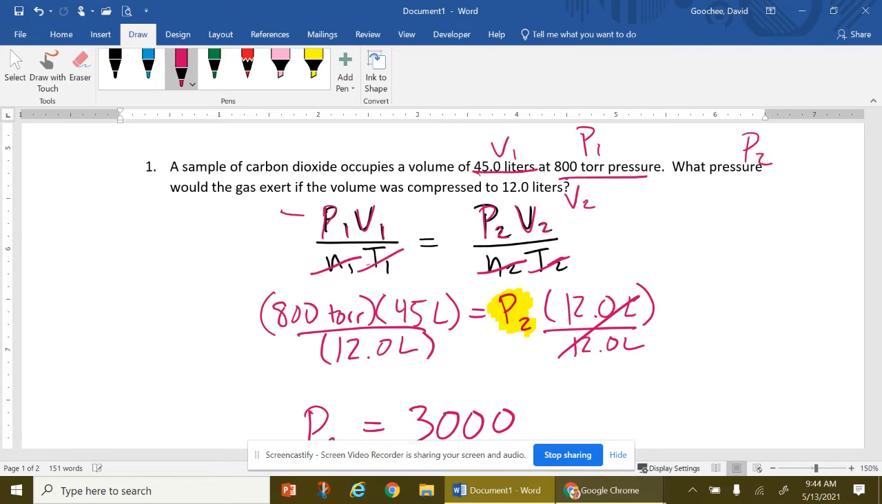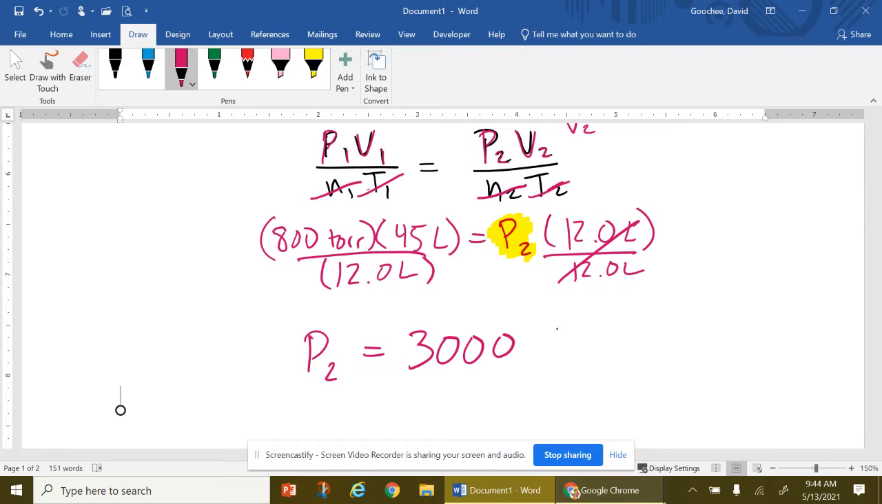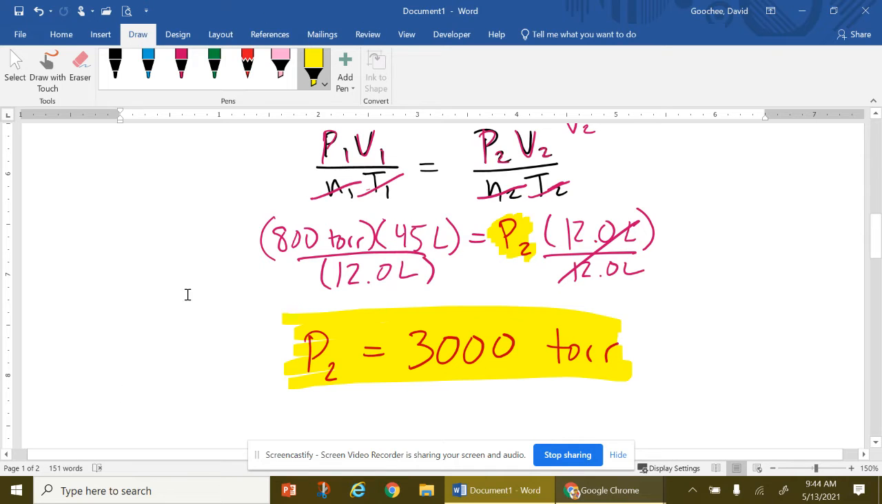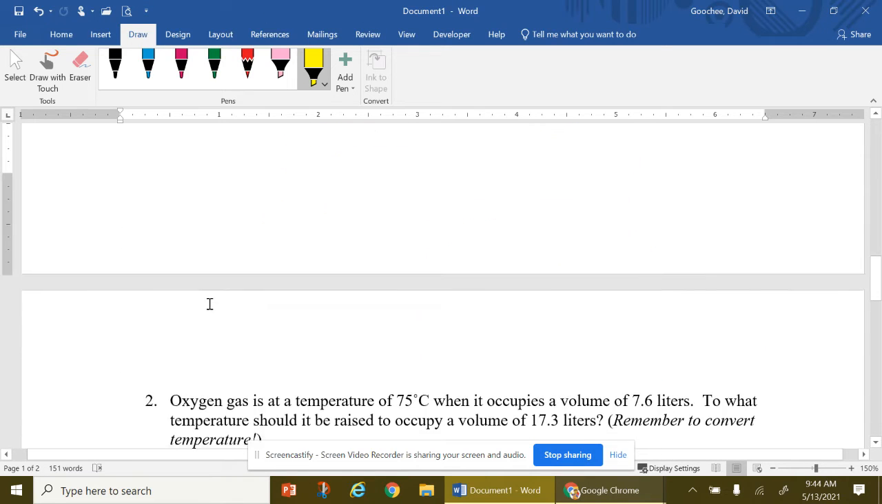Over here, the pressure is in torr, which means that on the other side, the pressure also needs to be torr. Okay, that's my sample problem. If your sample problem uses a different unit of pressure, then you have to use that unit. The only constraint is that you have to have the same unit of pressure on both sides. Okay, try another one.